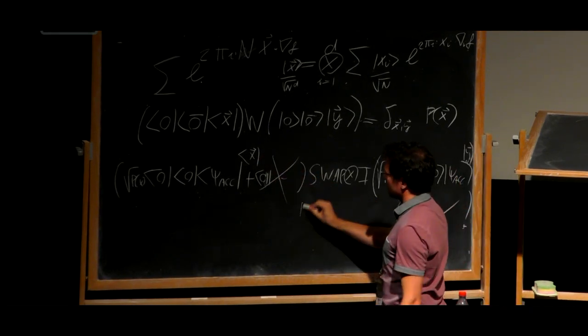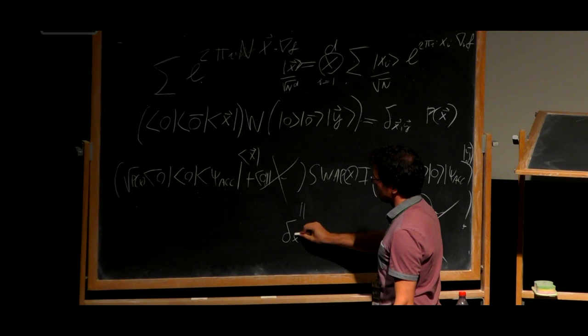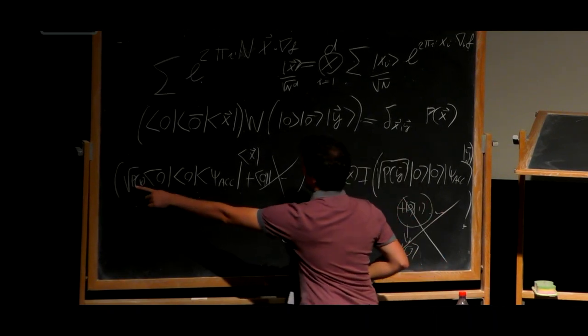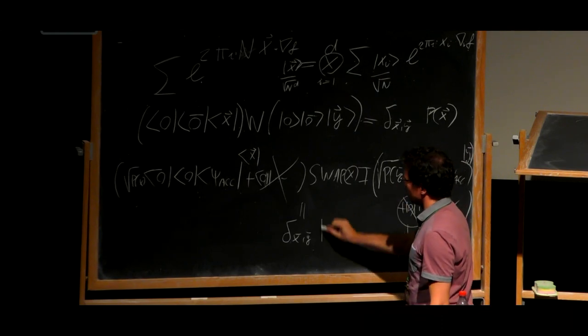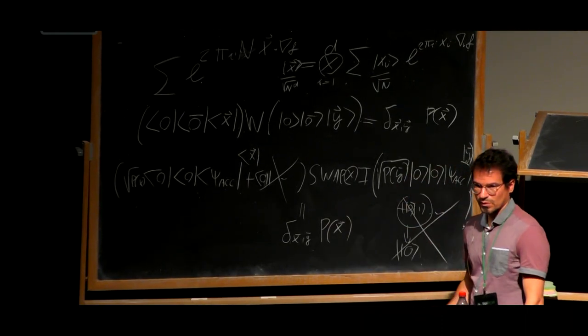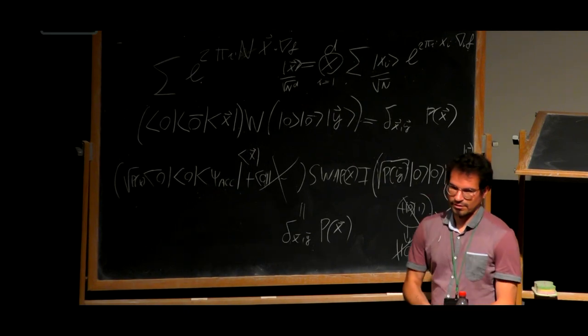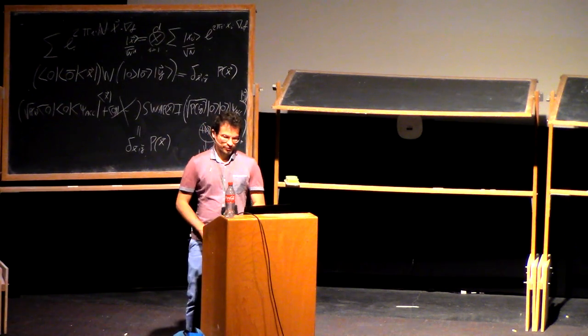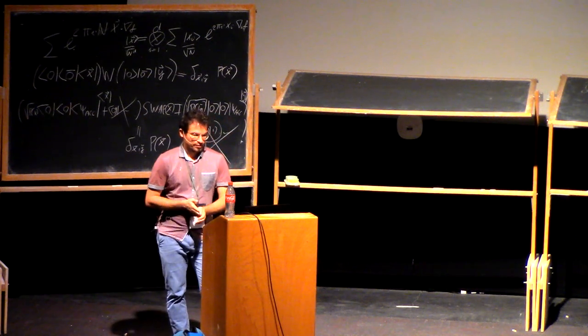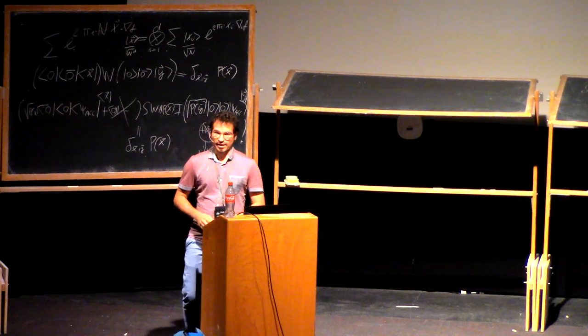So that is exactly this delta xy times, well, these two square rooted probabilities just multiply, so it will be p of x. Okay? So hopefully this convinces you that this simple circuit is indeed a block encoding of the diagonal matrix containing the p of x values in the diagonal.